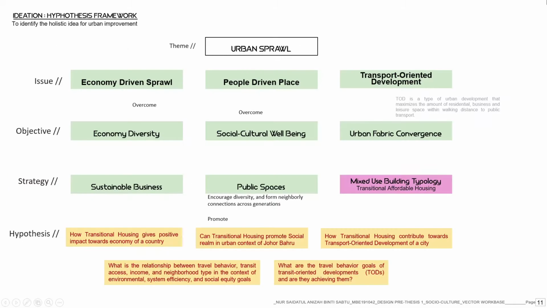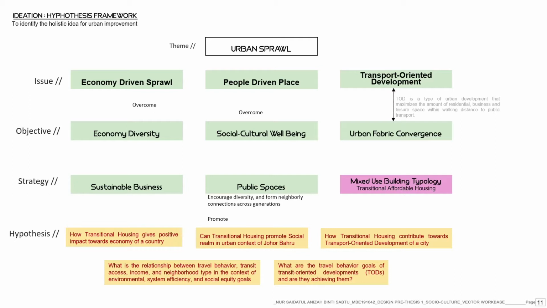By looking at all the issues discussed just now, a hypothesis framework was constructed to help identify a holistic idea for urban improvement. Transit-oriented development is a type of urban development that maximizes the amount of residential, business and leisure space within walking distance to public transport.